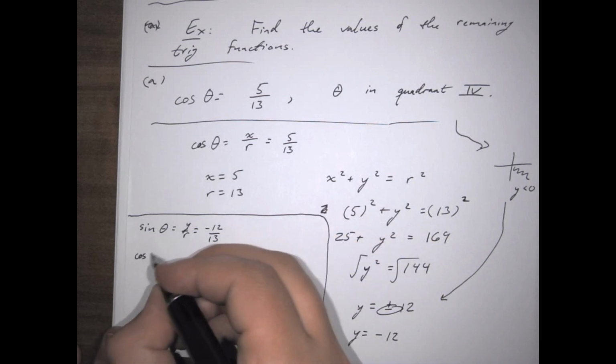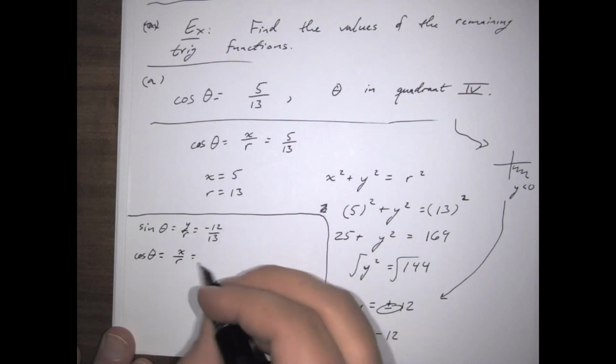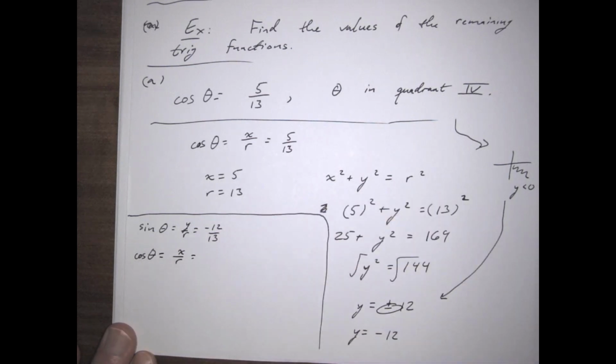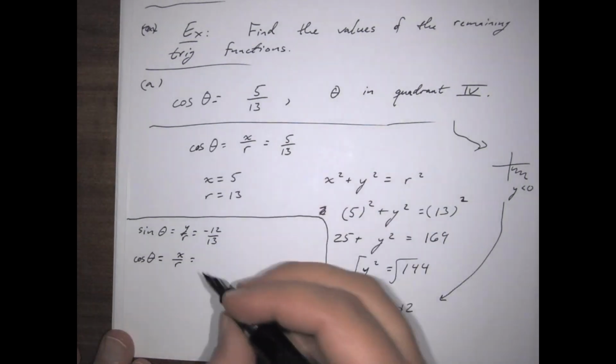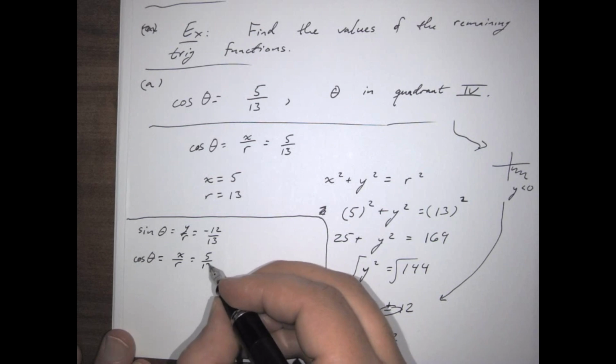Cosine theta is equal to x over r, which was the one that was told to us, but it never hurts to confirm that it makes sense in the context of the numbers that we have been working with. So that's 5 over 13. Yep, checks out.